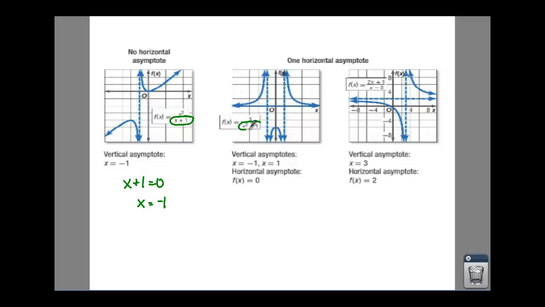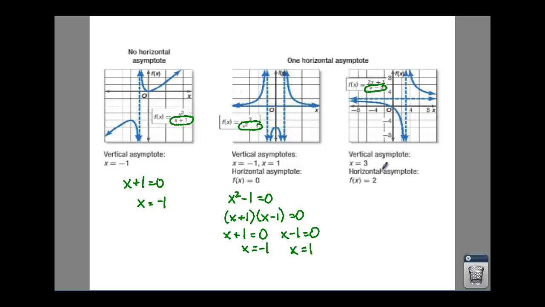On the second function here, you have on the bottom an x squared minus 1. So if you take x squared minus 1, set that equal to 0, well, you have to factor this. This becomes x plus 1 times x minus 1. And we're going to set x plus 1 equal to 0, x minus 1 equal to 0. And that's going to give you a -1 and a +1. So there are some cases where you have two vertical asymptotes. Last one here, you have x minus 3. So if you set x minus 3 equals 0, that just gives you your vertical asymptote at x equals 3.